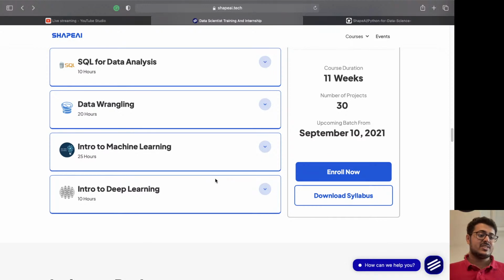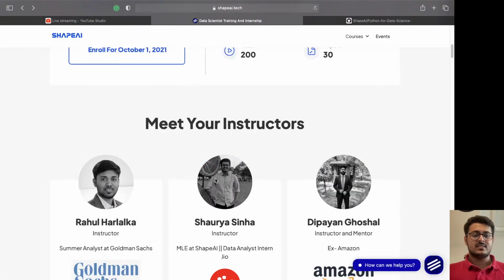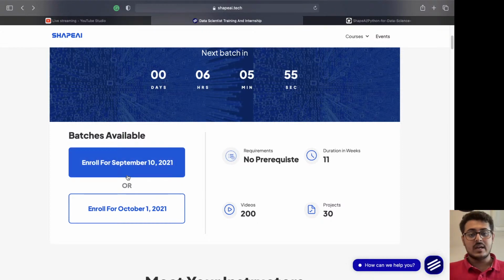Is the training and internship available for the next ML and Python bootcamp also? Sure, it's always available. Like I said, the next batch is going to start from tomorrow, that is the 10th of September. So if anyone wants to get into it, they surely can. And the next batch after that is going to start from the 1st of October.